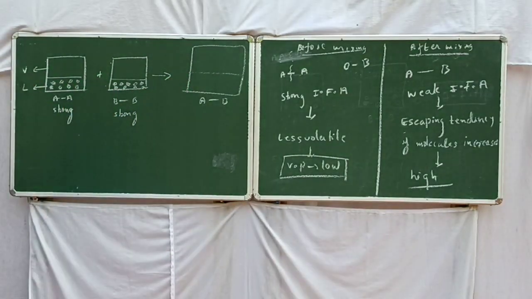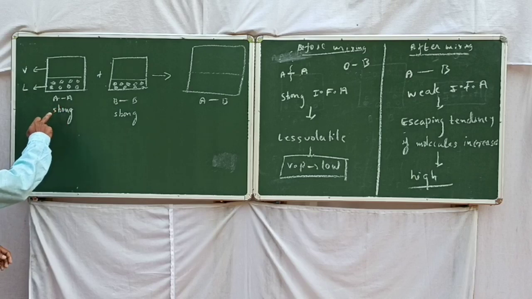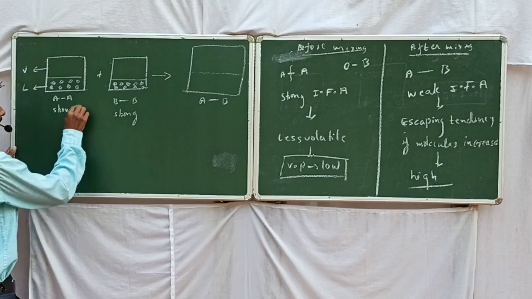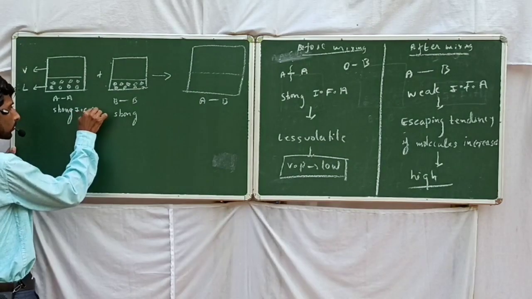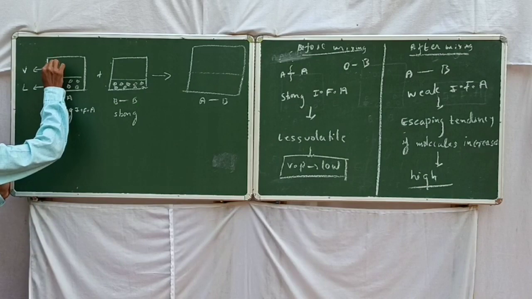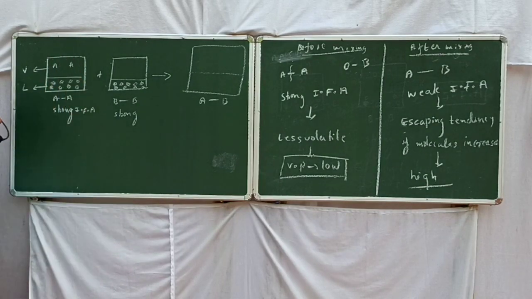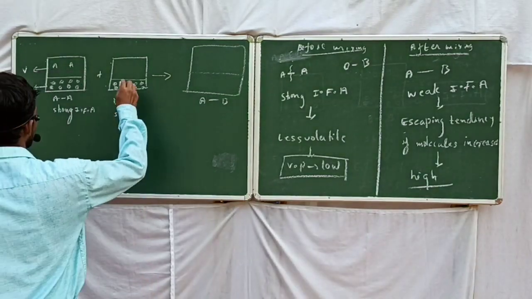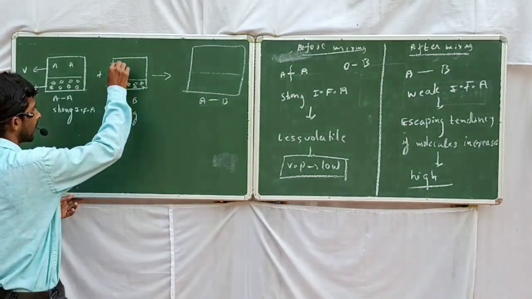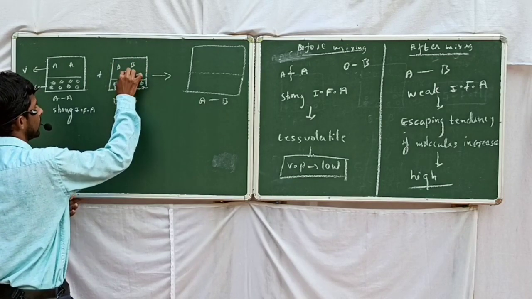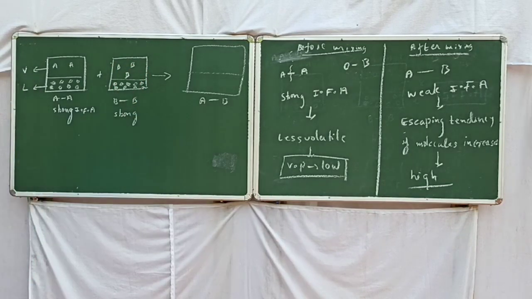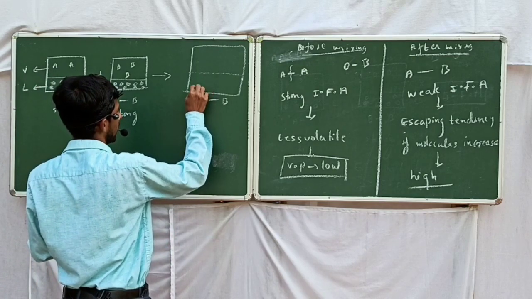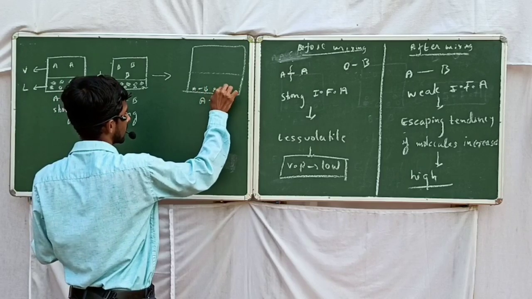Then in this case, A, initially in the pure state, has strong intermolecular forces of attraction, so only a few molecules of A will escape to the vapor phase. In case of B also, strong intermolecular force of attraction, very few molecules of B will escape to the vapor phase. Once you mix, AB-AB interaction is established.